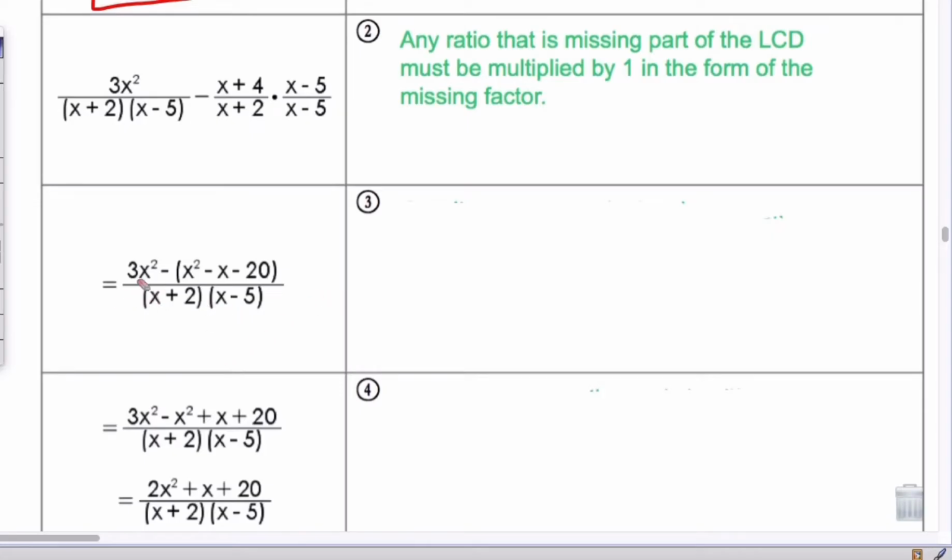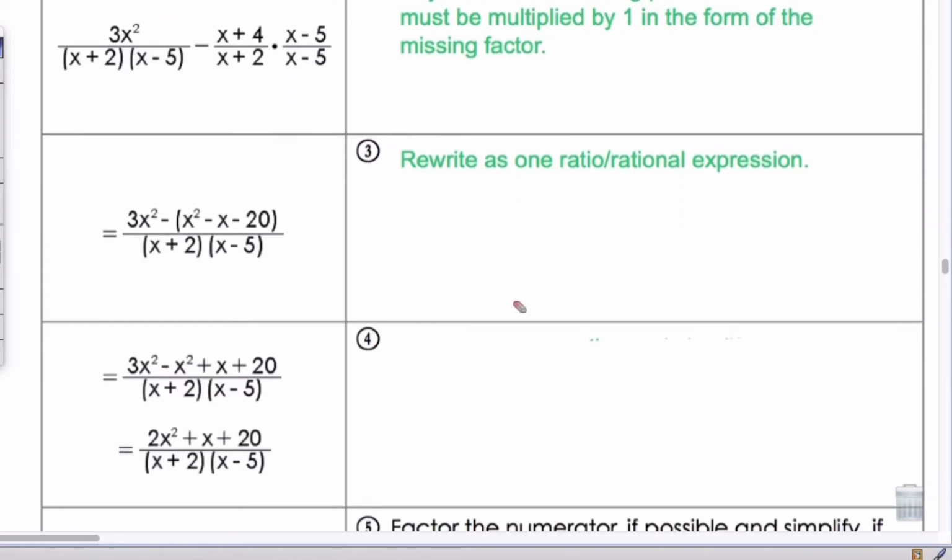Now I can see that they are combining the numerators, so they did 3x squared minus this FOILed, and we still have our LCD in the denominator. Okay, so in step 3 we need to rewrite as one ratio or rational expression.